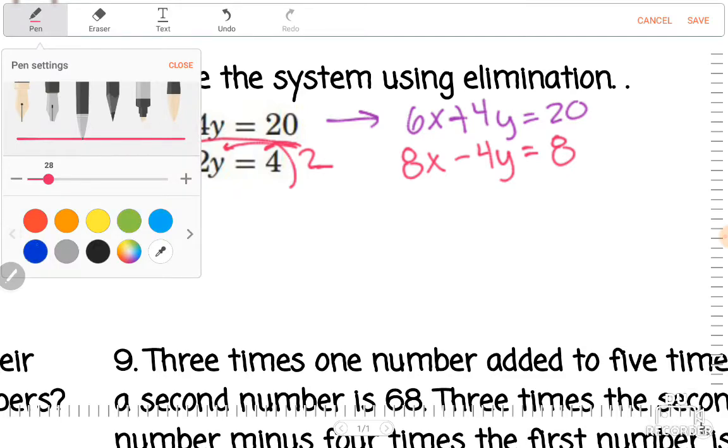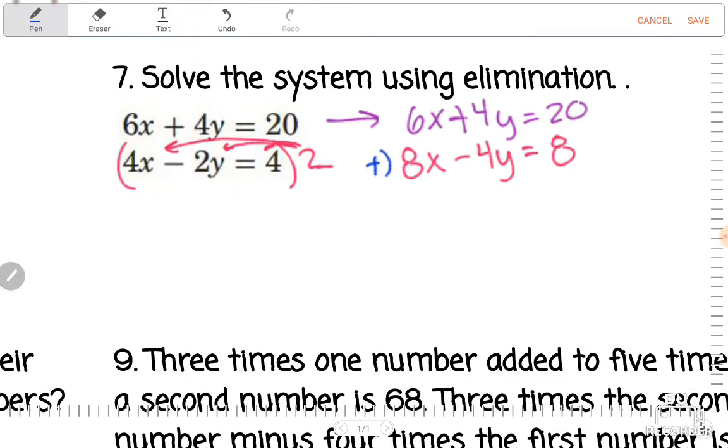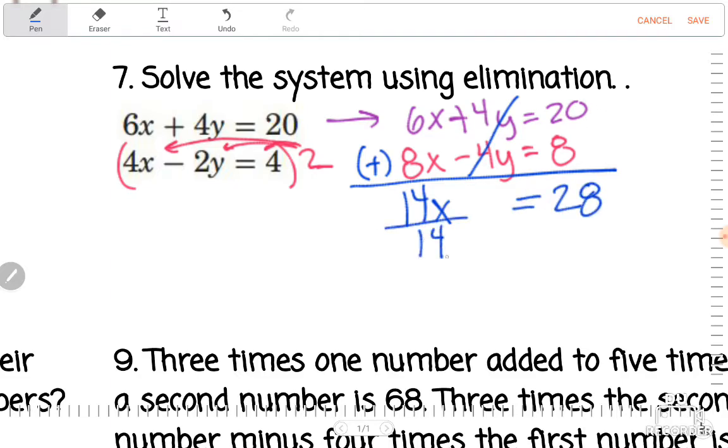And I add the second equation. 6x plus 8x gives me 14x. 4y plus negative 4y gives me 0. They're opposite, so they cancel out. And then 20 plus 8 gives me 28. I divide both sides by 14. I get x equals 2.